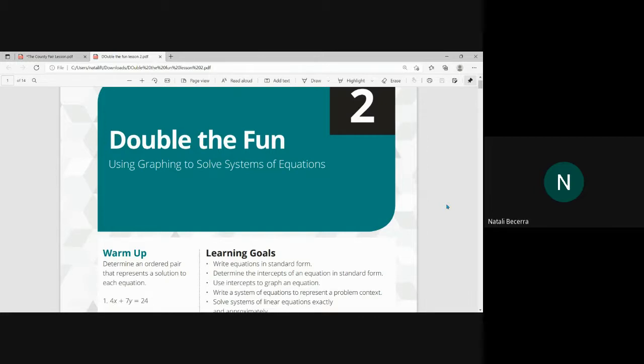All right, so for this lesson, I'm not 100% sure what page we left off on. I think it's like 500 and something, or it might be 600. So you're gonna have to flip through these pages, okay? Look for the title that says "Double the Fun Using Graphing to"... Sorry about that. Using graphing to solve systems of equations, and the number 2 on the top, right? So with that being said, hopefully you found it.